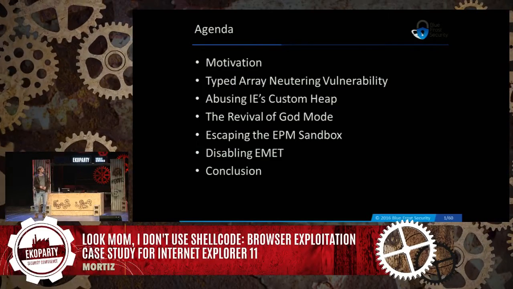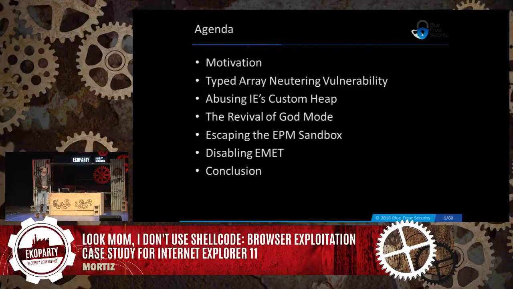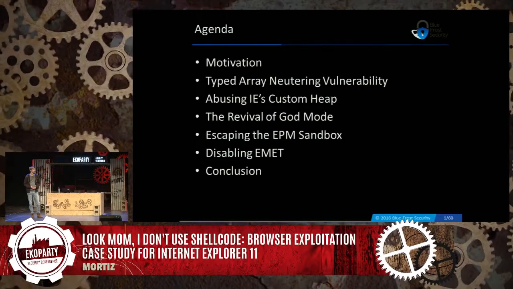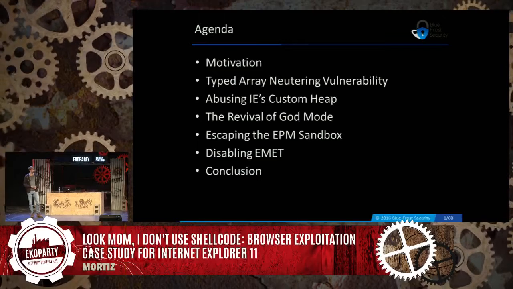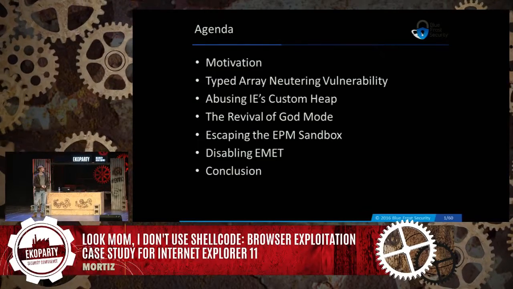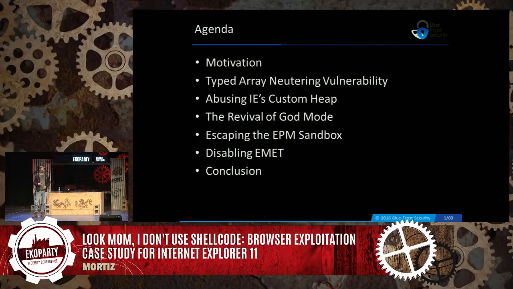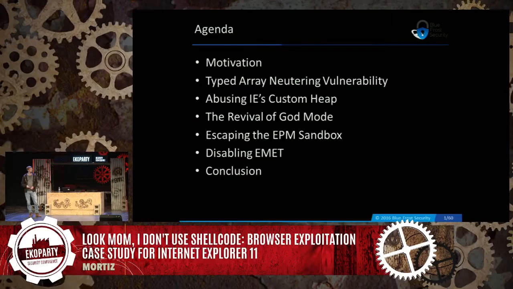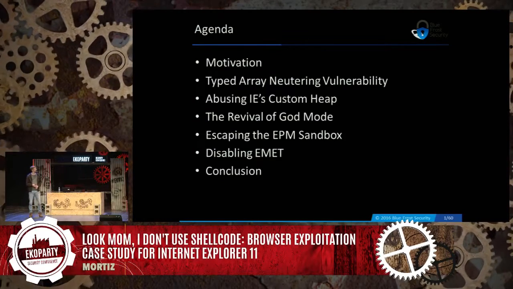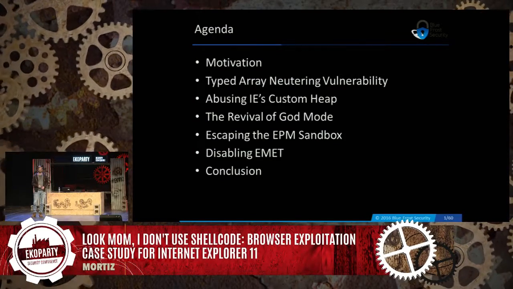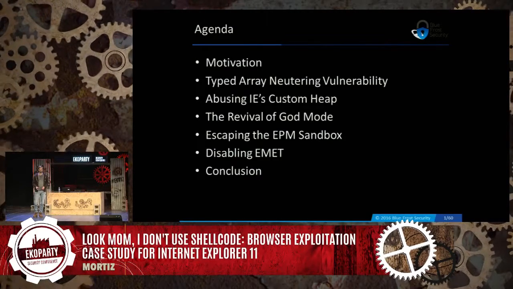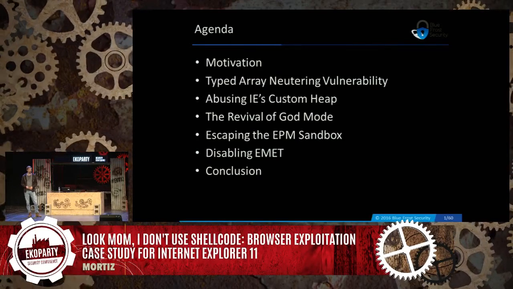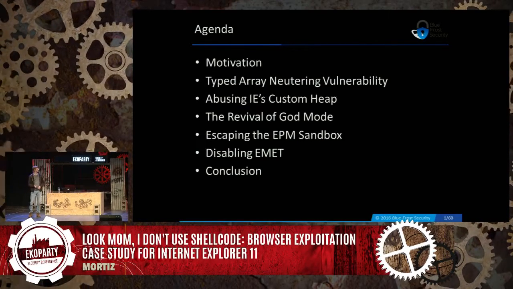We will start with the typed array neutering vulnerability, which is the bug we wanted to exploit to initially get code execution. I'll talk about IE's custom heap and how we misused that to turn the bug into a read-write primitive, which then allowed us to read and write the whole address space. Afterwards, I will talk about God mode, which is a known technique that was previously mitigated by Microsoft, and I will show how we were able to re-enable that technique and basically execute code.